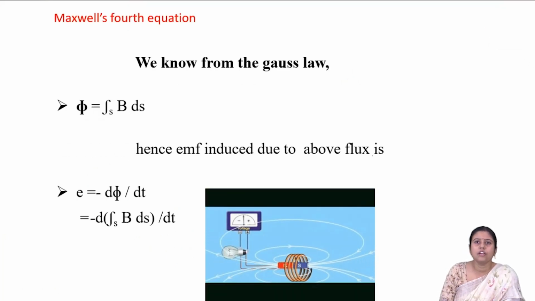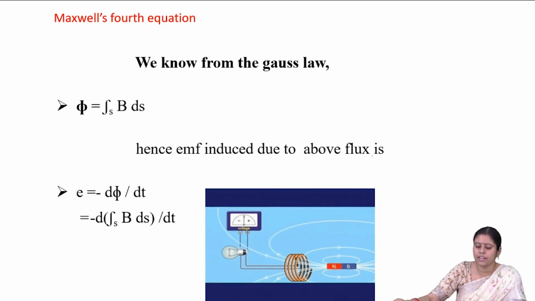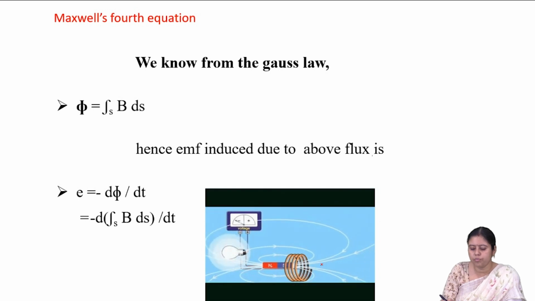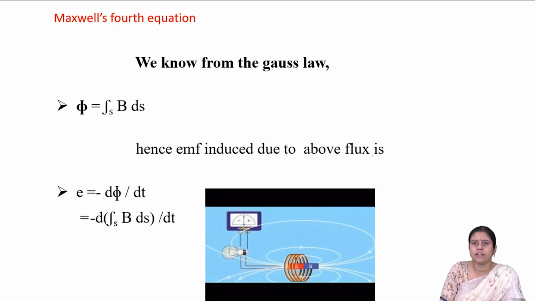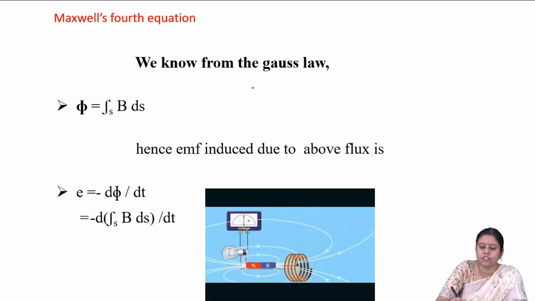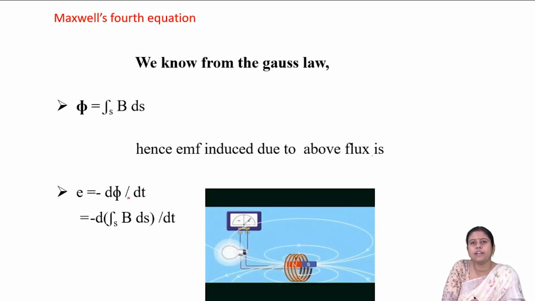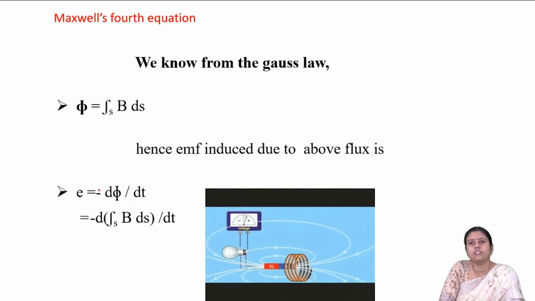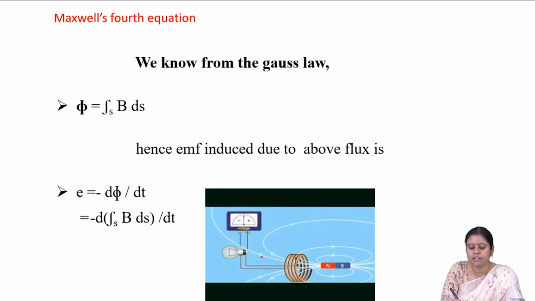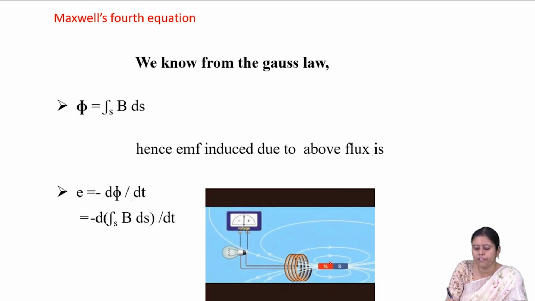So now we will discuss Maxwell's fourth equation. What is Maxwell's fourth equation? You can see this is a north pole and south pole. If there is a rate of change of flux, then according to Faraday's law, an EMF will be induced. So EMF E is equal to minus d phi by dt. Why minus? According to Lenz's law, the direction of the EMF will be such that it will oppose its cause. The cause of the EMF is the rate of change of flux. That's why this minus came.